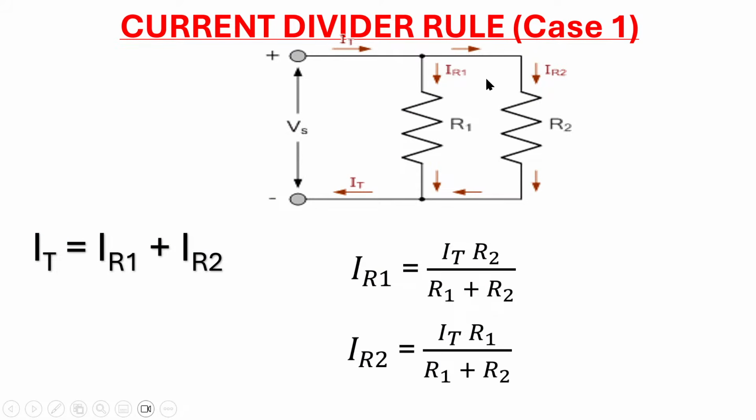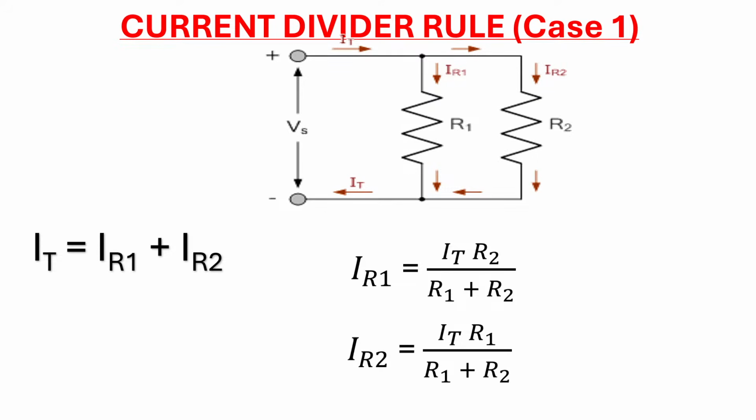The current divider rule is basically used to look for the current flowing in a parallel path. So let us see this circuit for example. This is the voltage source and this is the total current flowing into the circuit, IT. When the circuit gets to this point, since these two resistors are in parallel, the current divides, so I1 flows through this resistor R1, while current I2 flows through this resistor R2.